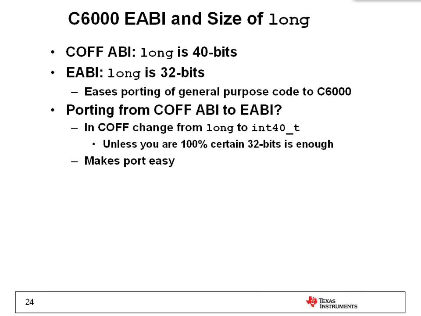Now, this does pose an issue for people who have existing C6000 code, and they built it under COFF ABI, and they need a 40-bit wide type. Now, the answer for you is to, step one, while you're still under the COFF ABI, change all instances of long to int40_t. Get your code working, make sure it passes all your test vectors, this kind of thing, and then when you port it to EABI, guess what? It'll work the same way. So that's how you handle that.